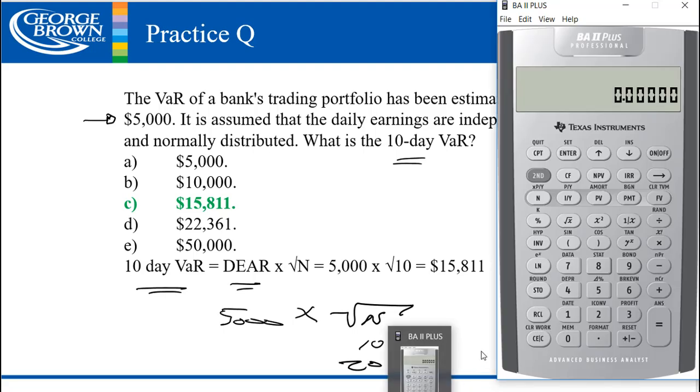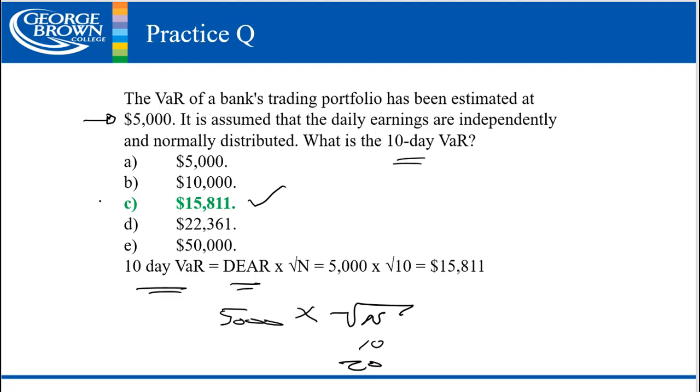So if we just bring up the calculator, what we're going to do is 10, take the square root, multiply it by 5,000, and what we're going to get is 15,811. That is the correct number. So again, you can see that A is not going to be right, because if the daily earnings at risk is 5,000, if we're extending that for 10 days, the number obviously has to be more. And how do we do it? We just take the square root of n and multiply it by the daily amount. Okay, really easy question. Going to be tested on midterm and final for sure.